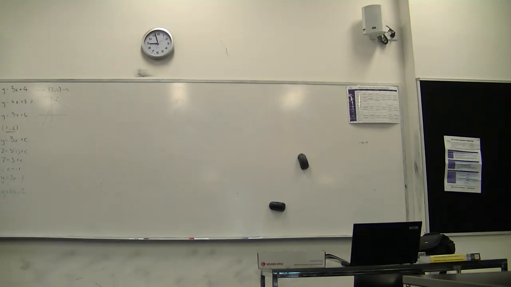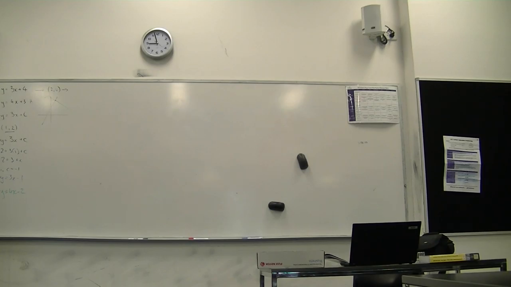The gradient goes from 3 to negative 1 over 3? Negative 1 over 3, perfect, cool. Where did negative 1 over 3 come from? Say again? I just remember. You just remember? Okay, cool. So, if and only if, we'll get to that, M1 equals negative 1 over M2, therefore perpendicular.